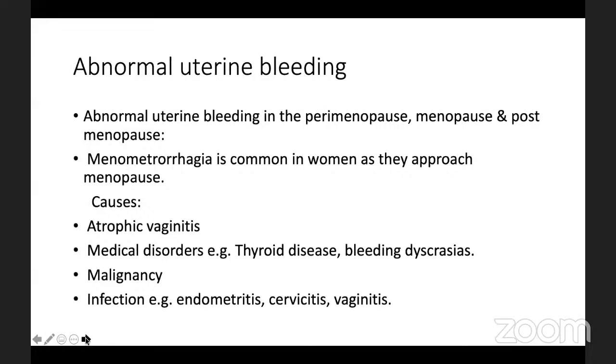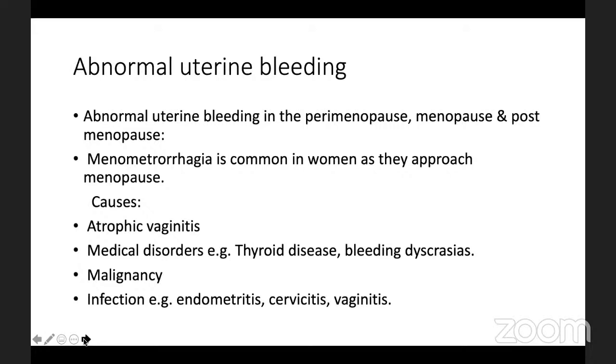And of course, we can have medical disorders, for example, thyroid disease and bleeding dyscrasias. Then of importance always is malignancy in this group. So we have to always watch out for that and counsel patients properly and screen for cancers in this age group.